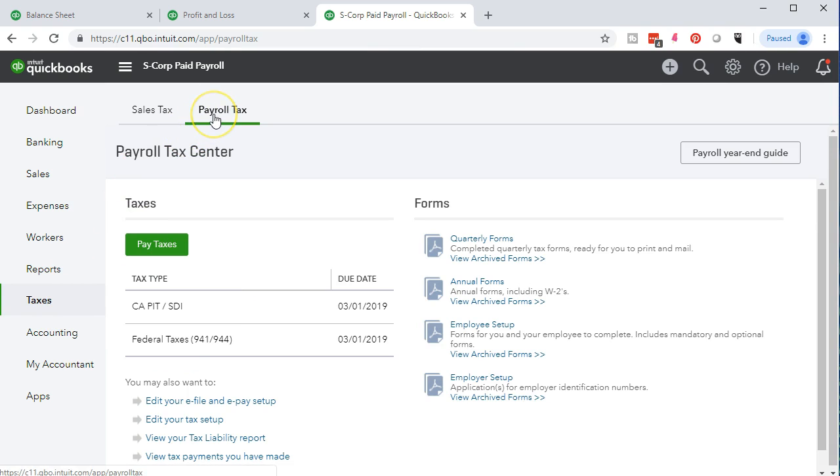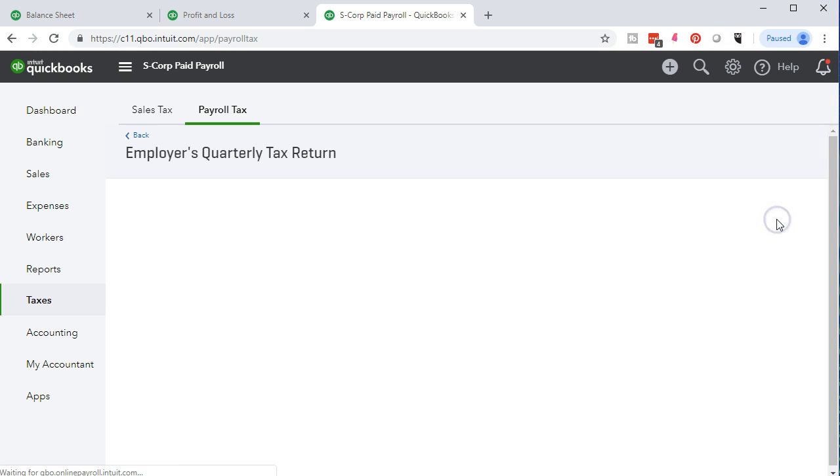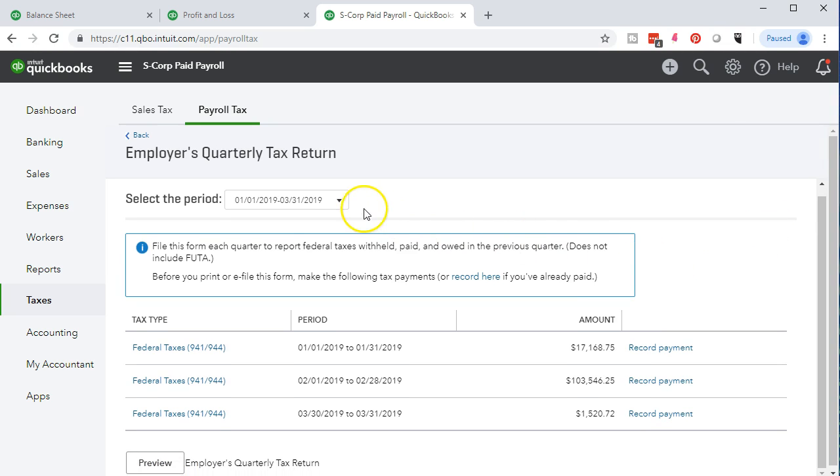We want to go to the payroll taxes. We're going to consider the quarterly forms. So selecting the quarterly forms, selecting the form 941. This is where Medicare would be calculated. First quarter, first 3 months. We'll preview that first 3-month time period.